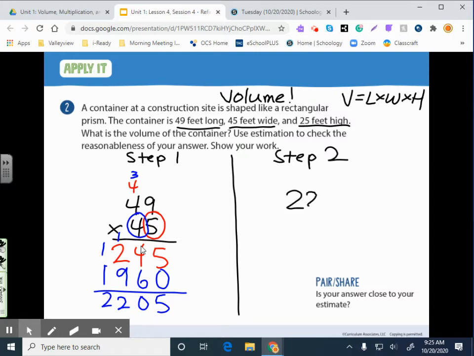Time for step 2. We still have to multiply one other number, which in this case is 25.